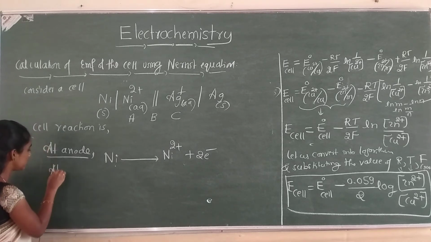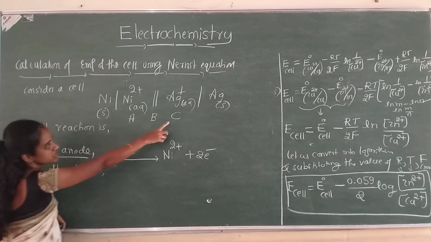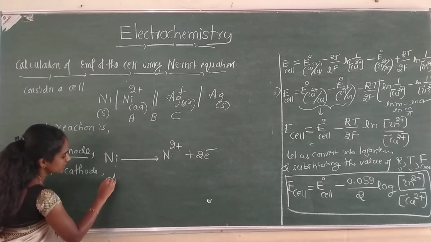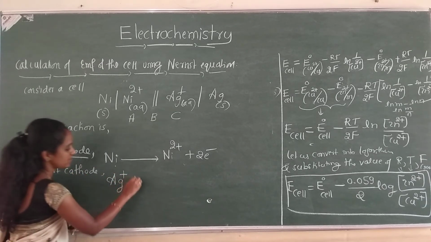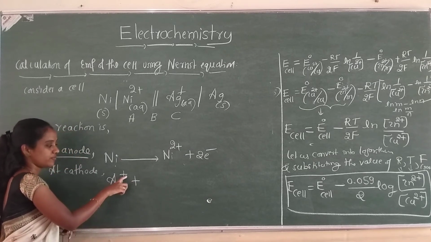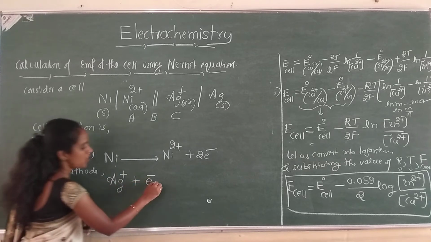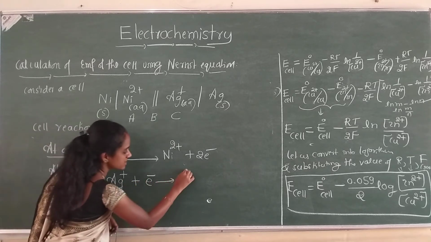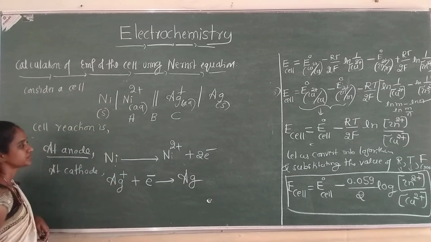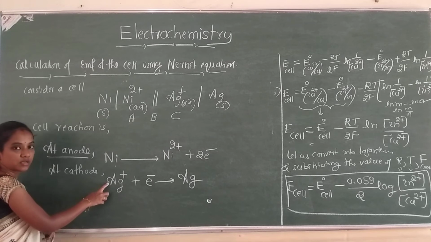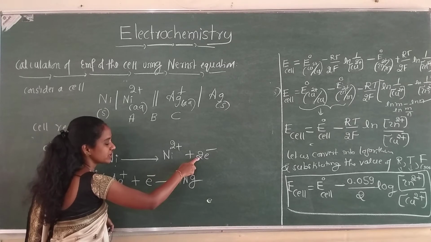Next, at the cathode, which is the silver electrode. At the cathode always a reduction reaction occurs, so Ag plus is given. That means there is a deficiency of one electron. So for that we need to add one electron. What happens? Ag plus gets reduced to Ag. So this is the cathodic reaction. But you can see here, compared to the anodic reaction we have a difference of 2 electrons.